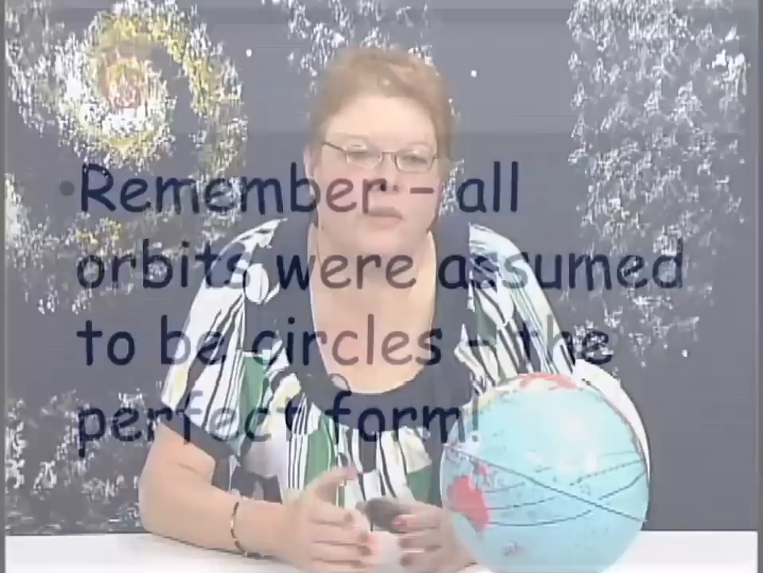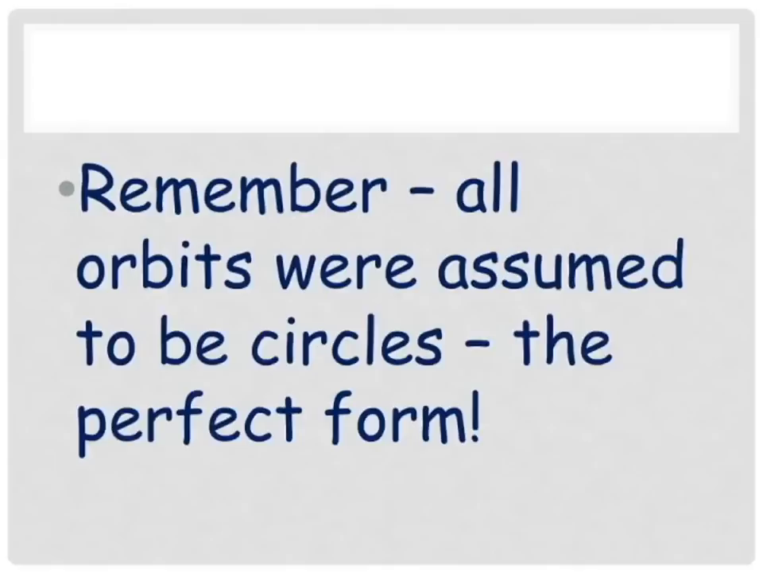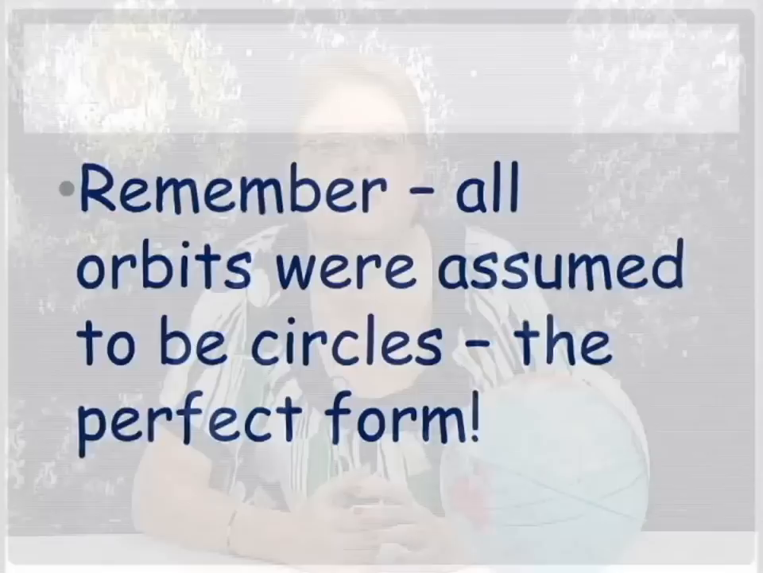Kepler came along and took that and was able to determine what we now call Kepler's three laws that describe planetary motion. Now remember, before Kepler came along, all of those planetary orbits were assumed to be circles. Remember when we talked about Ptolemy and all the epicycles he put together to explain what was going on with planetary motion? All those were circles because a circle was a nice, perfect geometric object.